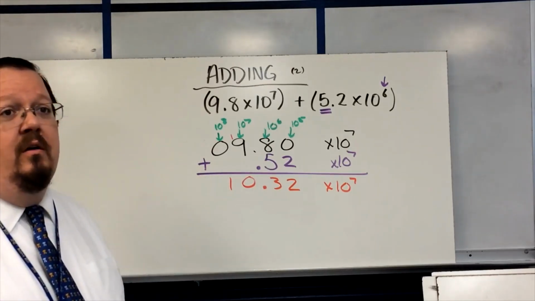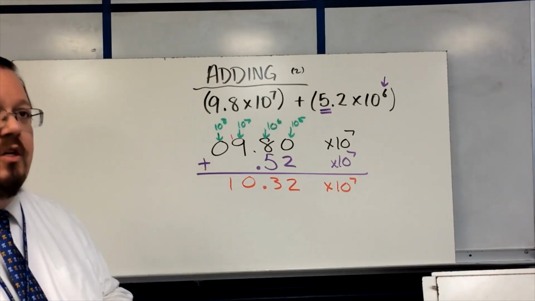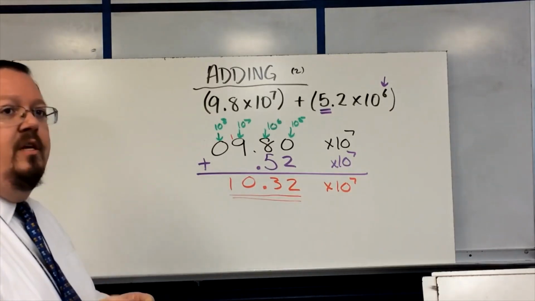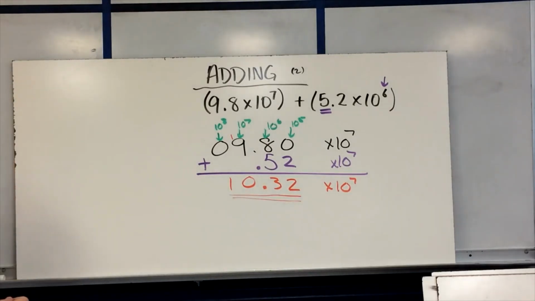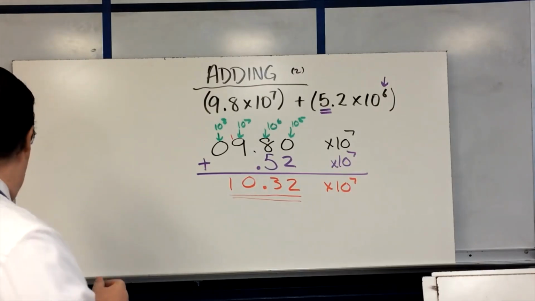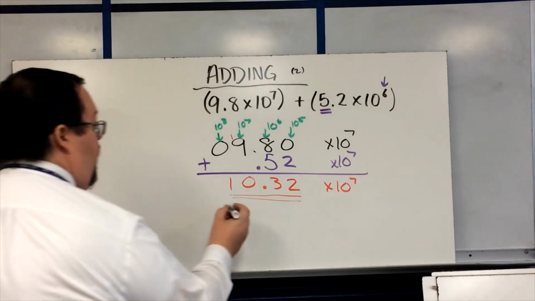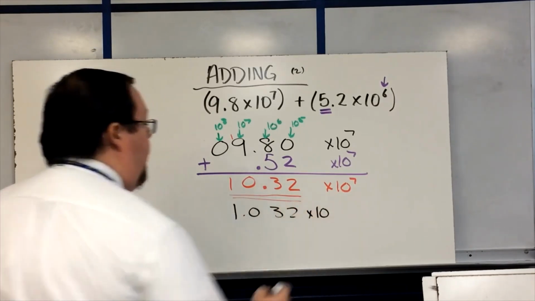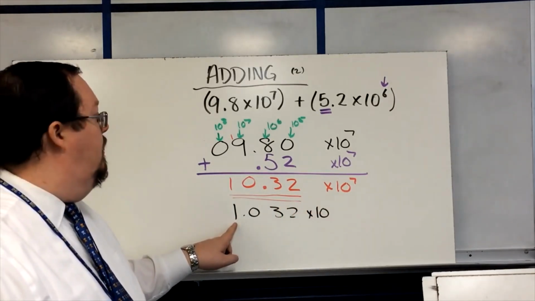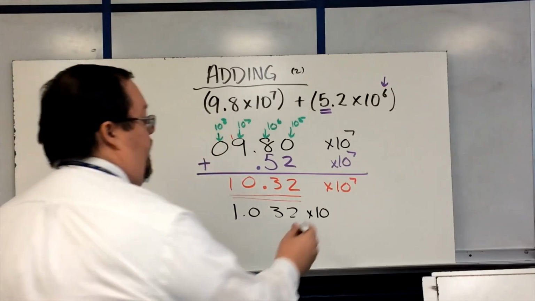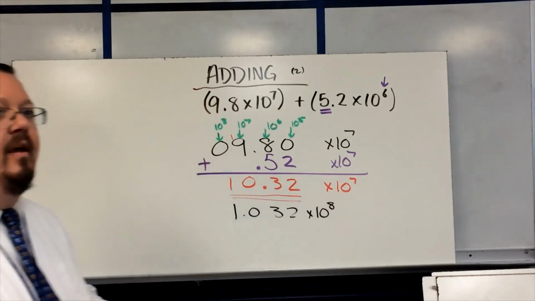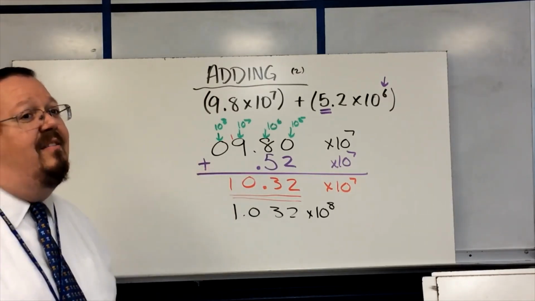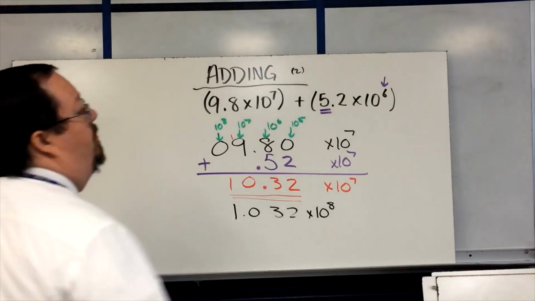But that's wrong. The answer's not in scientific notation. This number is bigger than 10. Let's fix it. 1.032 times 10 to the, what place is my 1 in? 10 to the 8th place. Now we've got our real answer written in scientific notation. Subtracting's the same thing, so I'm not even going to do an example of that.